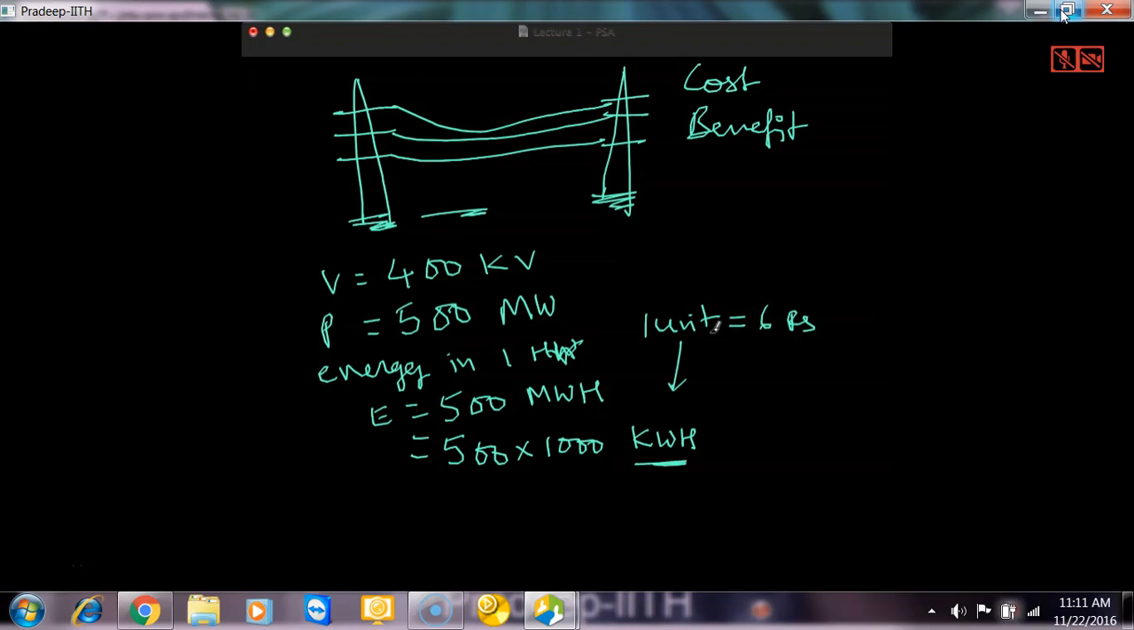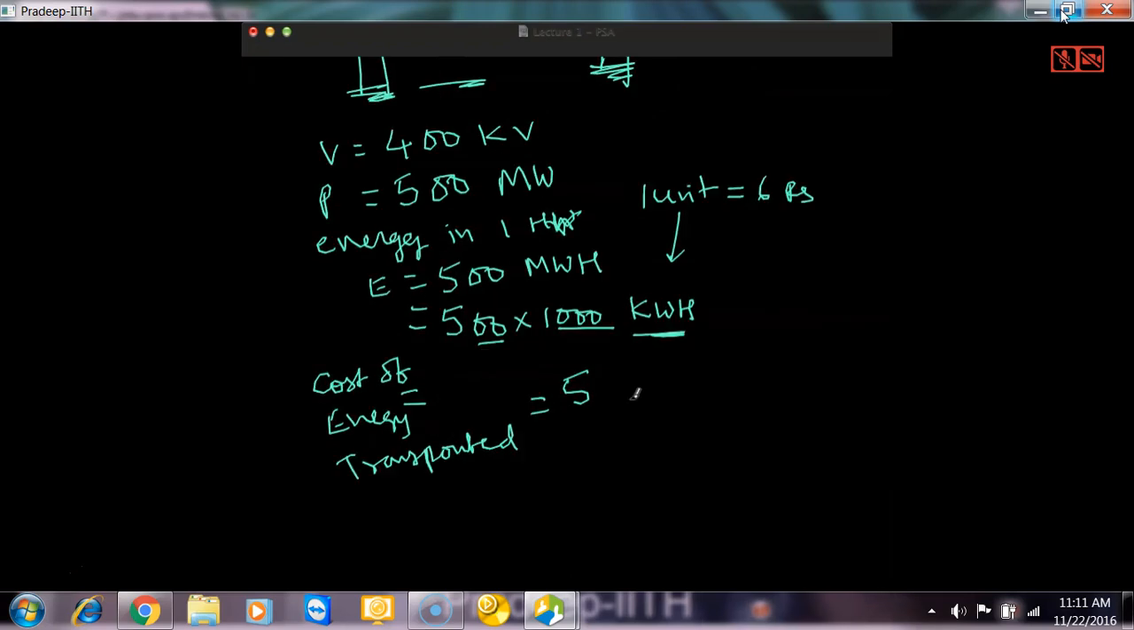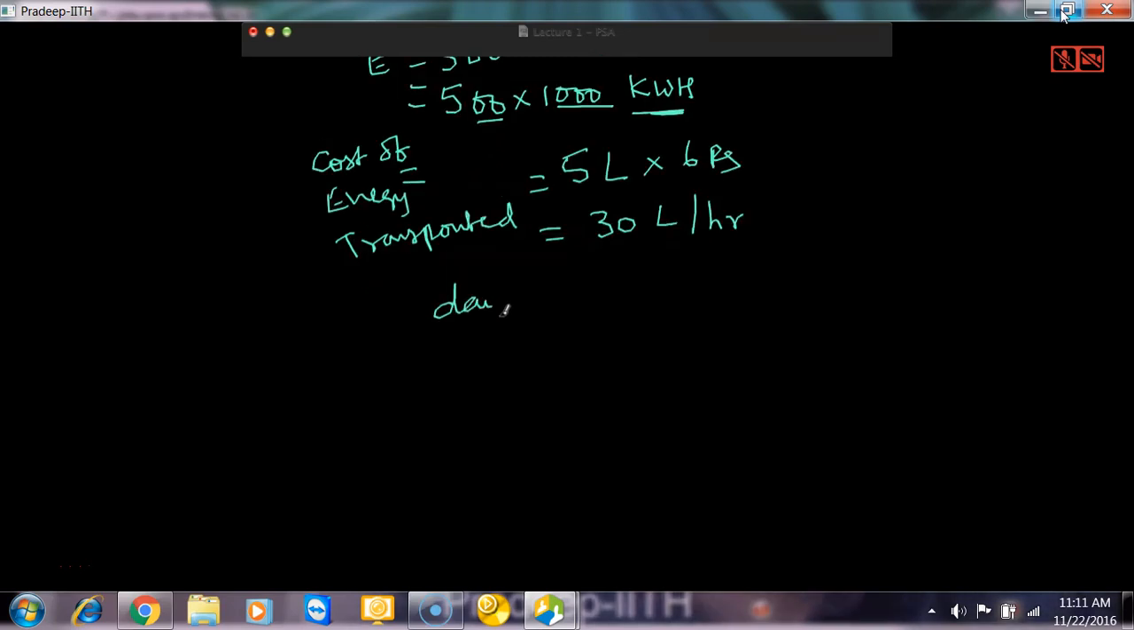So that will be 5 lakh, so I have 5 zeros here. So 5 lakhs into 6 rupees will be 30 lakhs per hour. Now I just take 20 hours because it is easy to multiply, and because all the time the power may not be full in that line. So just to make the calculation easy, I am taking 20 hours per day.